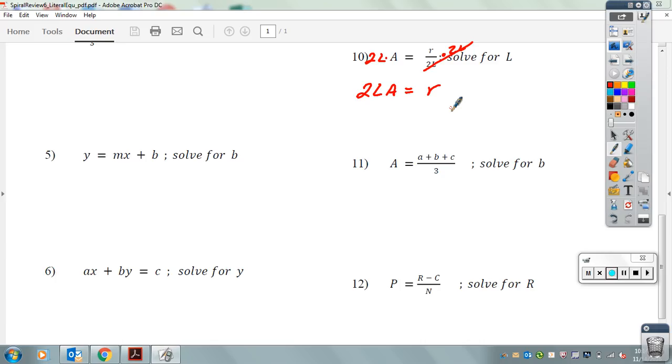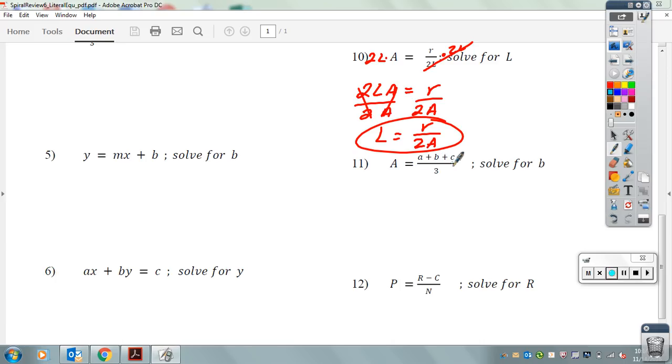I've isolated the term that contains my l. Divide by 2, divide by a. Divide by 2, divide by a. L equals r over 2a. So the trick is, again, as soon as you can, get rid of the fraction. That's going to once again help us with number 11, which has a fraction, solving for b.